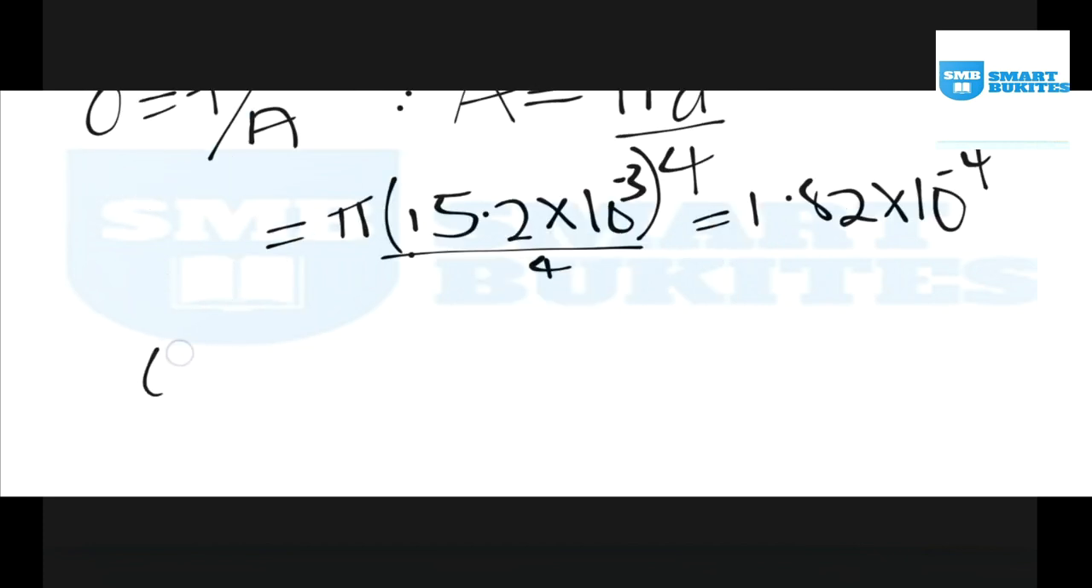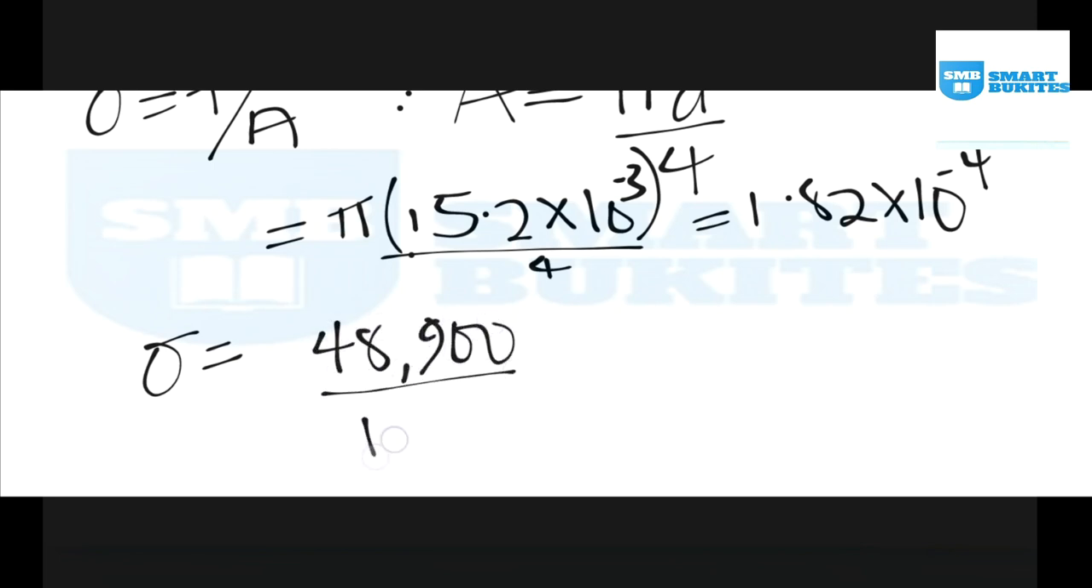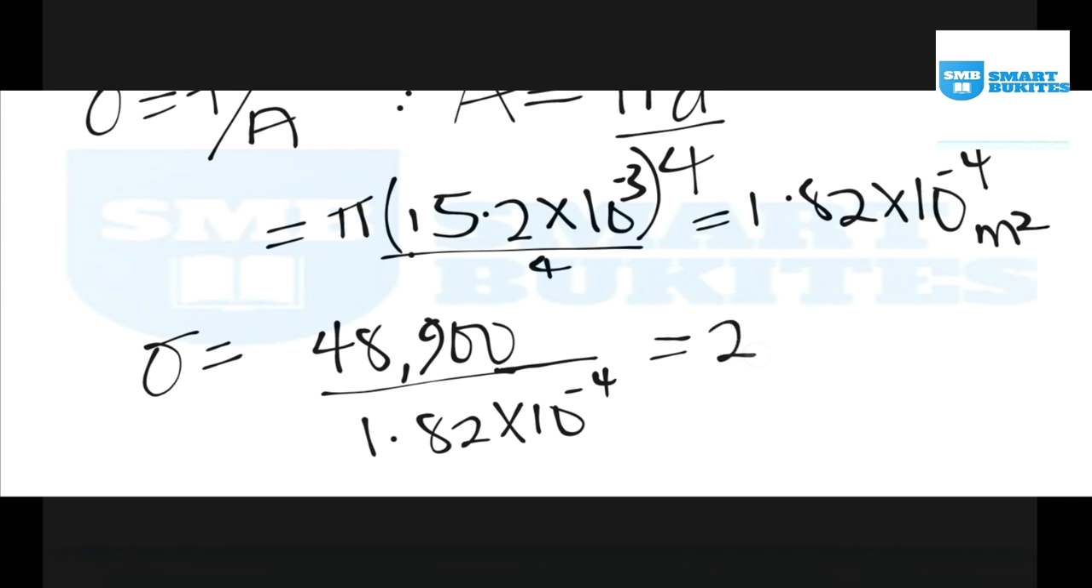Now the stress is going to be equal to 48,900 Newton as the force given, divided by 1.82 times 10 to the power of negative 4. This is in meter squared, the area. So this is in Newton per meter square, which is Pascal. We will have 269.48 times 10 to the power of 6, which is megapascal.